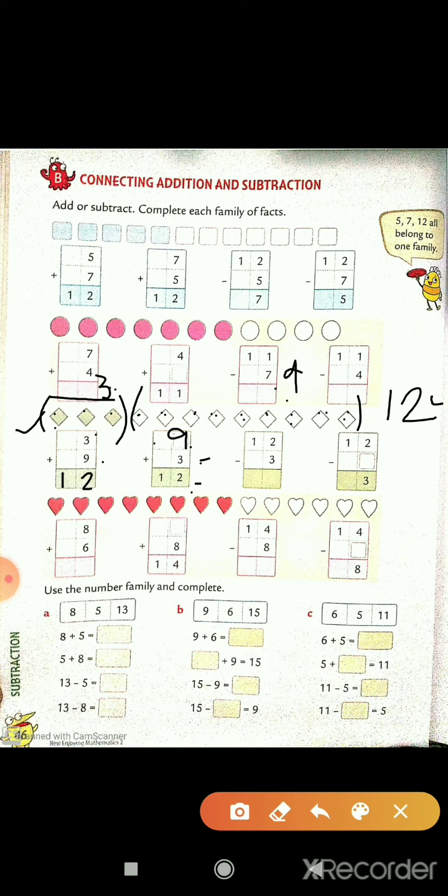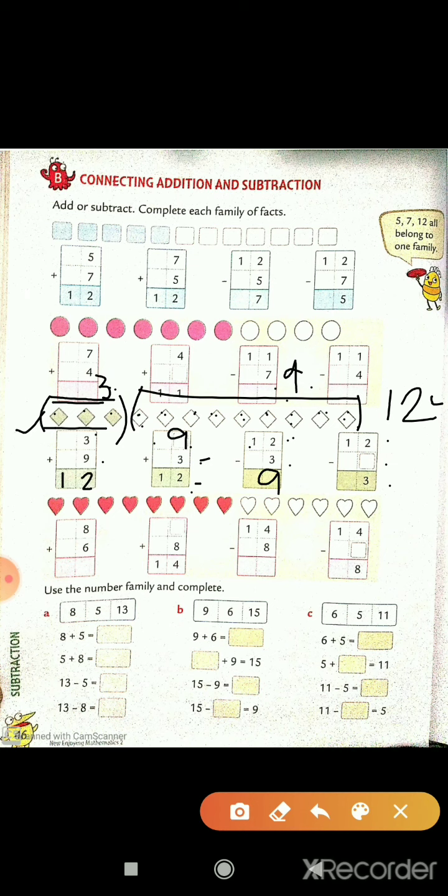So these two are our addition fact. And what about the subtraction facts? 12 minus 3 is equals to 9, and 12 minus 9 is equals to 3. So 12 minus 3, if we remove these 3, how many left with us? 12 minus these 3. So this much are left. That is 9. So 12 minus 3 is equals to 9. And 12 minus dash is equals to 3.